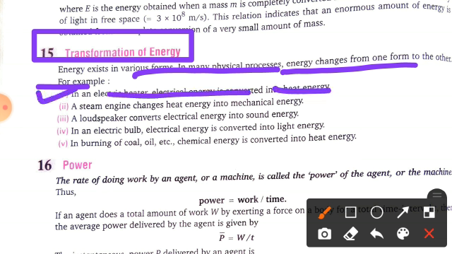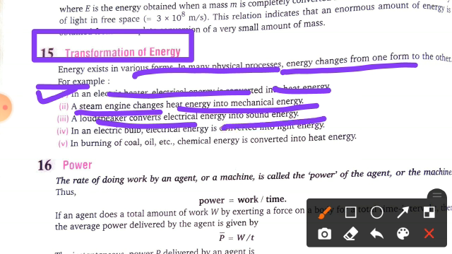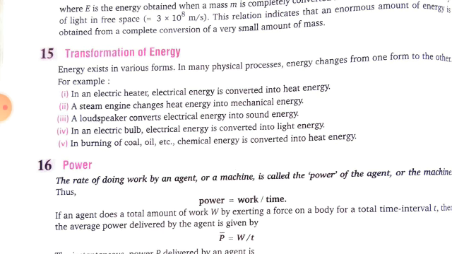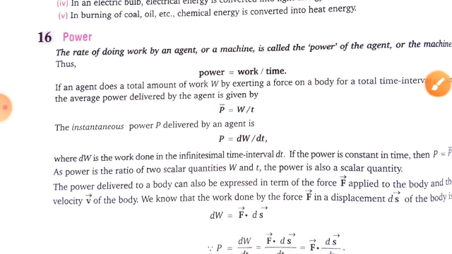Heat energy. Same thing, a steam engine changes heat energy into mechanical energy. The loudspeaker converts electrical energy into sound energy. In an electric bulb, electrical energy is converted into light energy. In burning of coal or oil, chemical energy is converted into heat energy. So these are the conversions or transformations of energy.